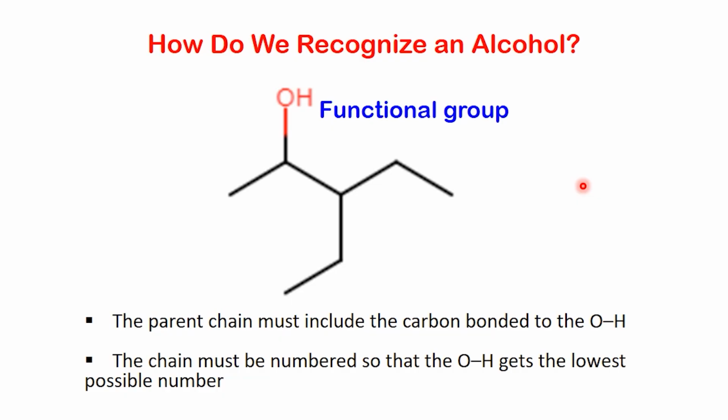This means two important things. First, the parent chain must include the carbon bonded to the OH group. Second, the chain must be numbered so that the hydroxyl group receives the lowest possible number. Keep this rule in mind. It will guide every example. Now let us begin with the simplest cases.